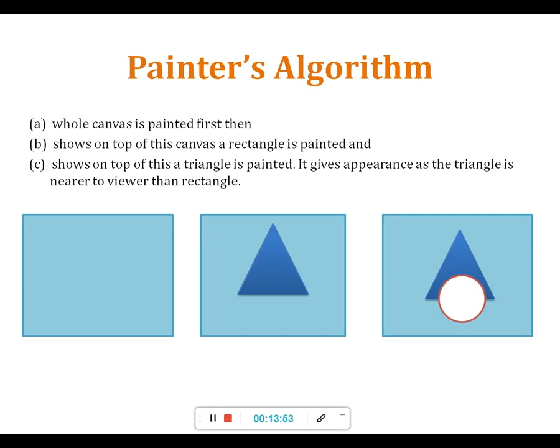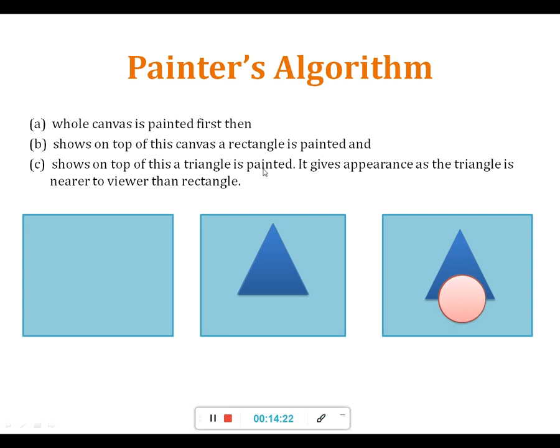Means after painting the more distant triangle, we paint the circle, right? If we look like this, in that way we can color. So here we can say that the nearer polygons are painted over the more distant polygon, partially or totally hiding them from the view. We can see it is partially hiding the triangle. So the main factor here is to decide the priority of the polygon.